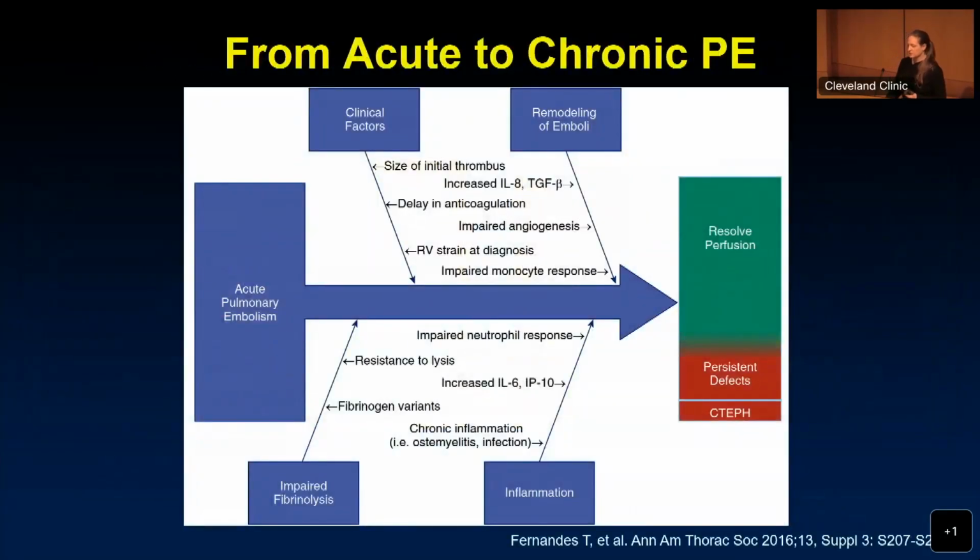There are a lot of thoughts, theories and hypotheses about why an acute PE becomes a chronic PE. It's outside the boundaries of this discussion today to go into it in detail, but essentially there are probably multiple factors that play a role here: abnormal remodeling of the emboli, impaired angiogenesis, abnormal inflammatory responses, impaired fibrinolysis, all of which results in either a patient resolving their abnormalities in perfusion or having persistent defects that ultimately can result in CTEPH.